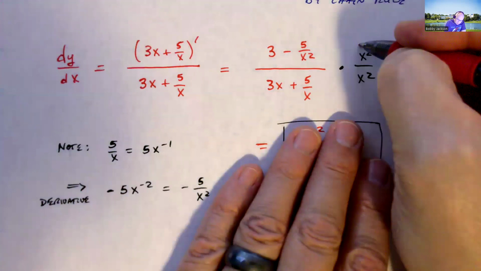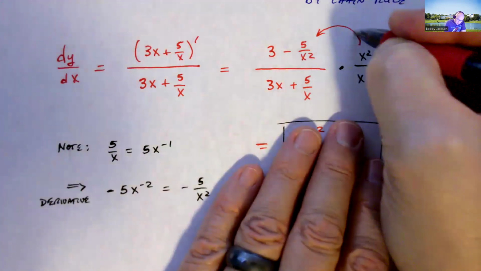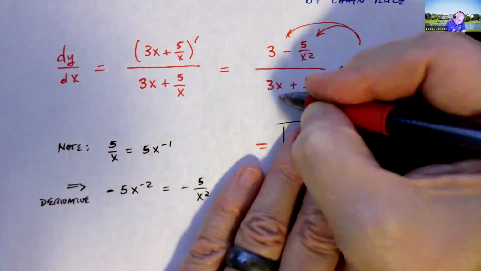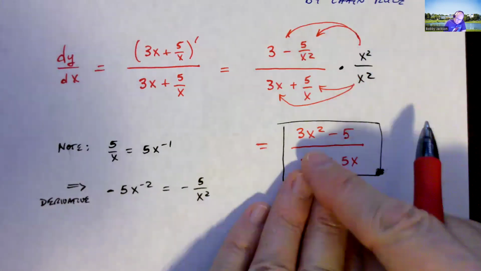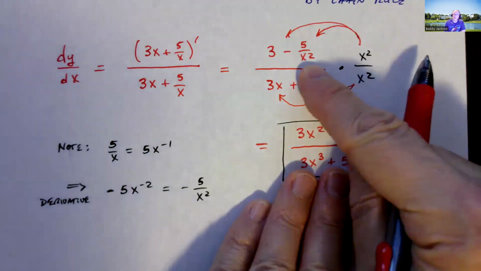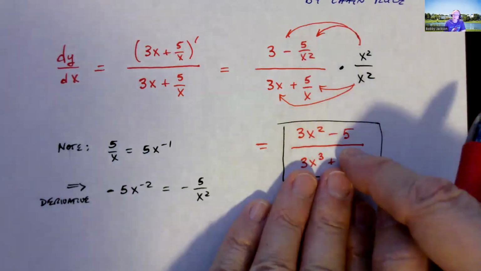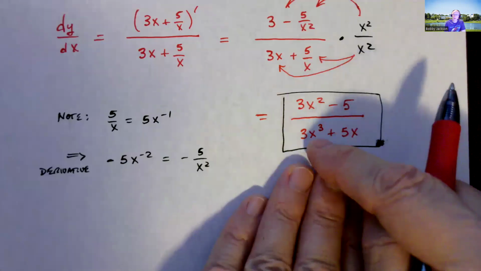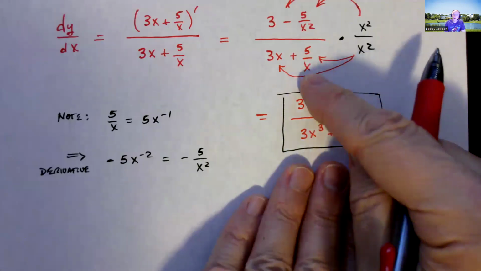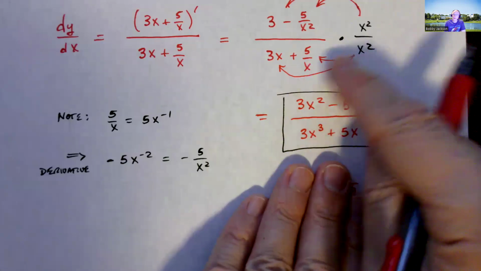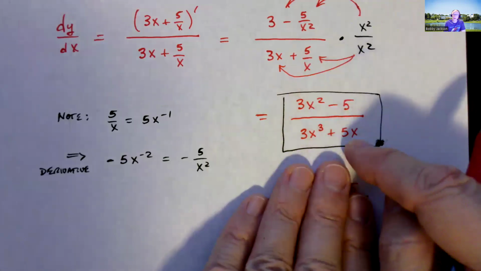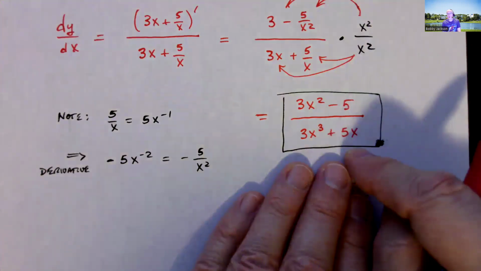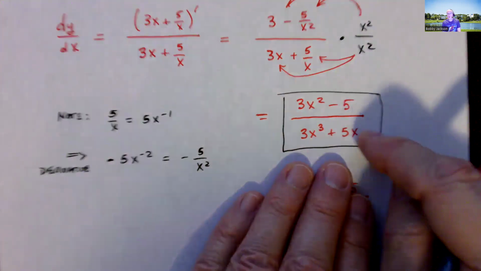I need to distribute x squared over these two terms, and down here, same thing over these two terms. 3 times x squared is 3x squared. 5 divided by x squared times x squared is just 5. x squared times 3x is 3x cubed. 5 divided by x times x squared, one of the x's canceled, and I'm left with 5x. So that clears the smaller fractions out. We no longer have a compound or complex fraction. This is fine for my answer.